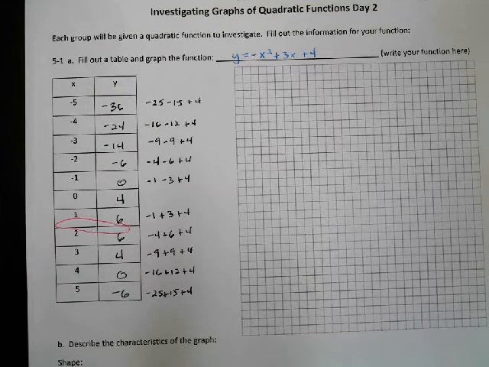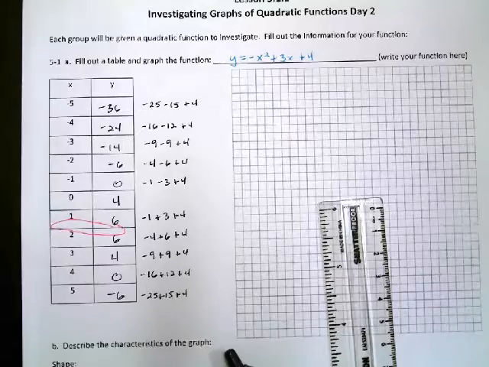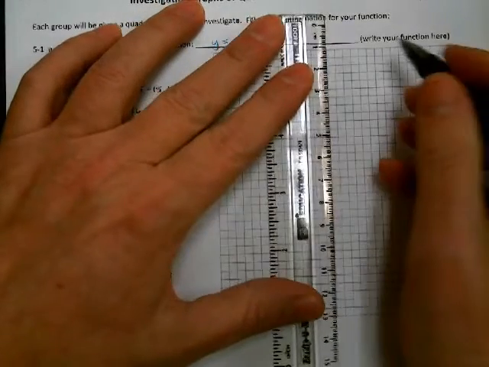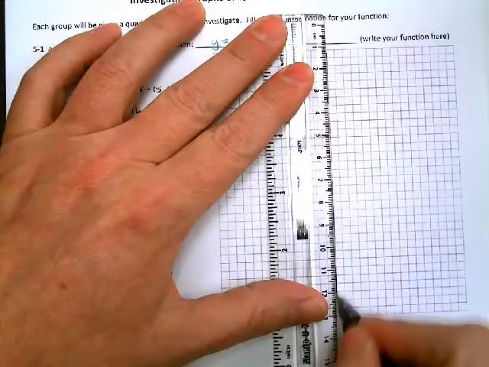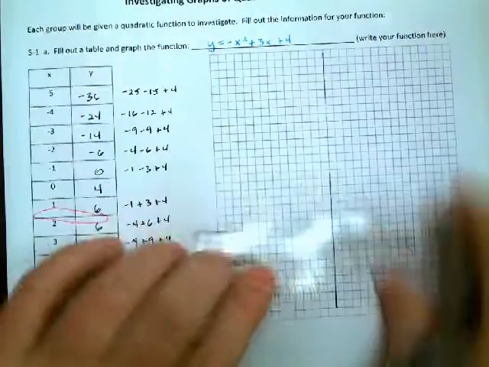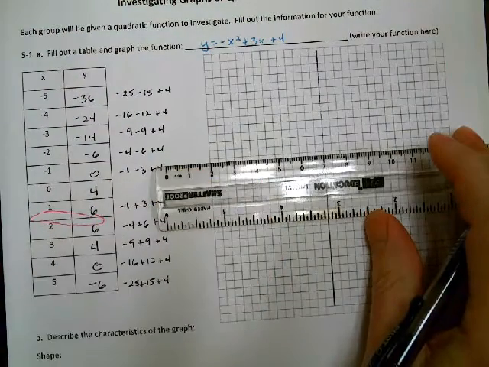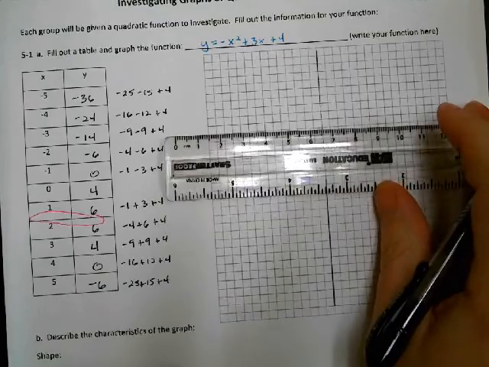Okay, graphing it real quick. Stupid lights. All right, so graphing it. We're going to do this. Okay, so we're going to graph it. Let's see. Yeah, about right here-ish. That looks about right.